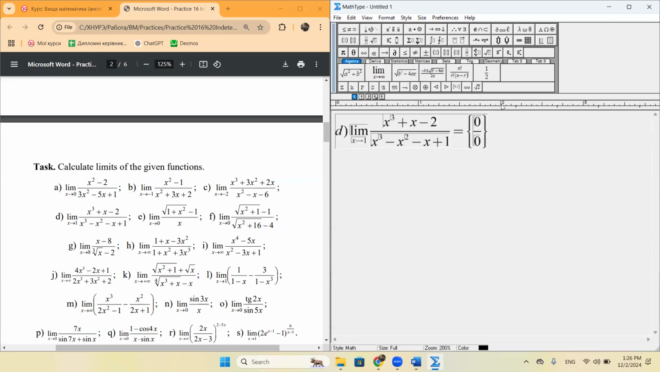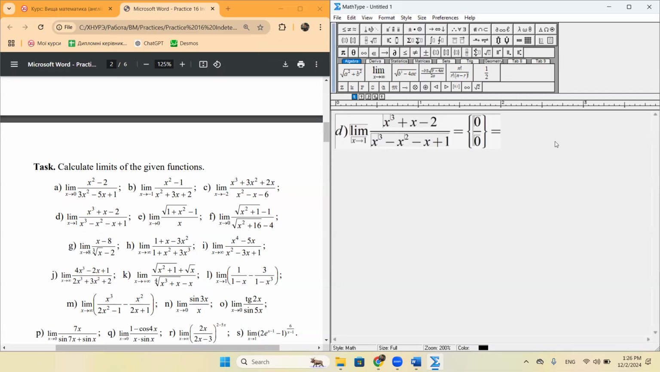So the same indeterminate form, 0 by 0, and as well we need to factorize this expression. Any ideas? What can we do in this case? Currently it doesn't look so easy. Maybe you remember something from school, how to expand, how to factorize polynomials of power 3.